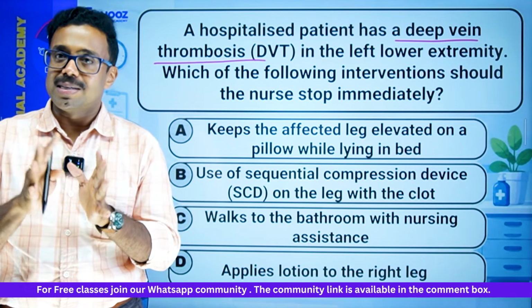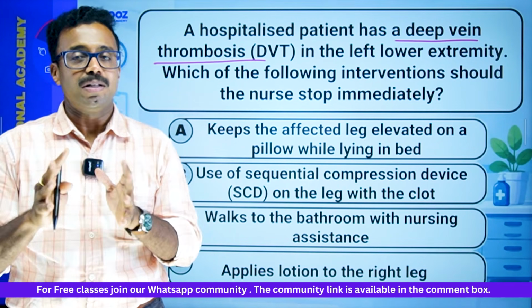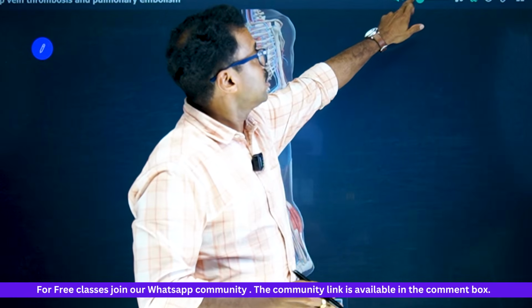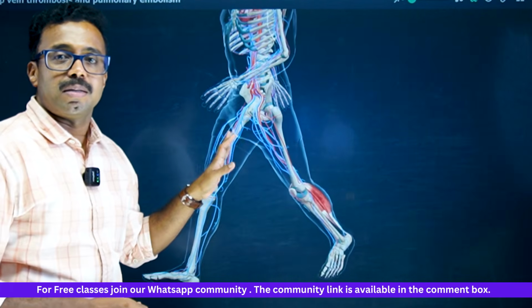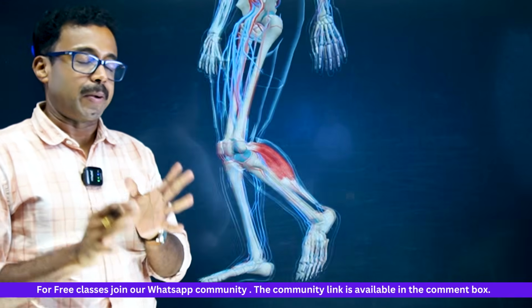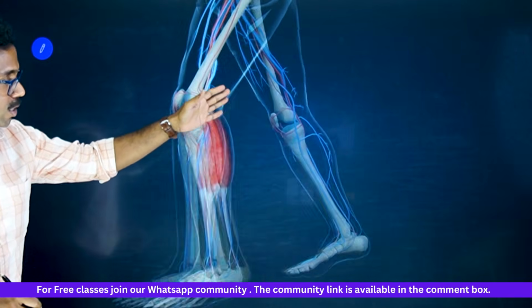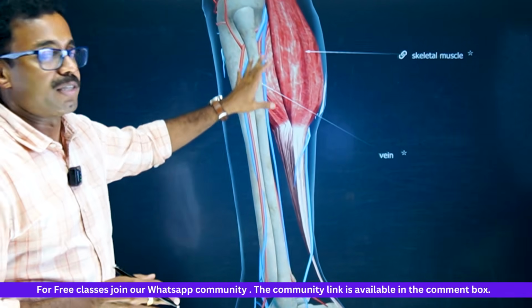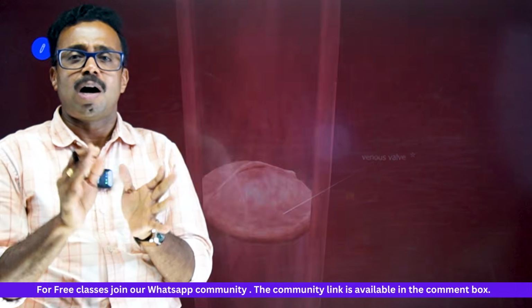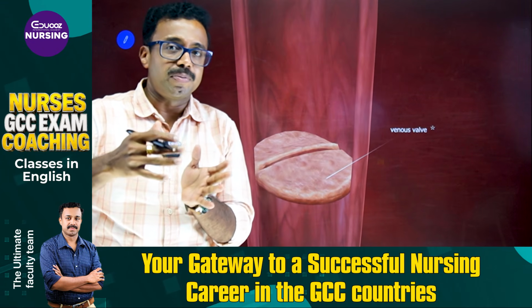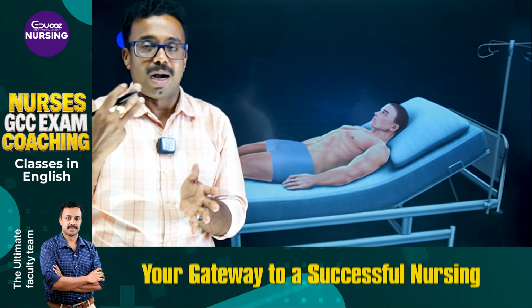So we'll discuss this condition, deep vein thrombosis, with the help of an animation video. As we can see in this video, this will explain the occurrence of deep vein thrombosis. These are the veins over the extremities, and we have one muscle which is called the calf muscle. This calf muscle acts as a second heart. It will pump the blood towards the heart.